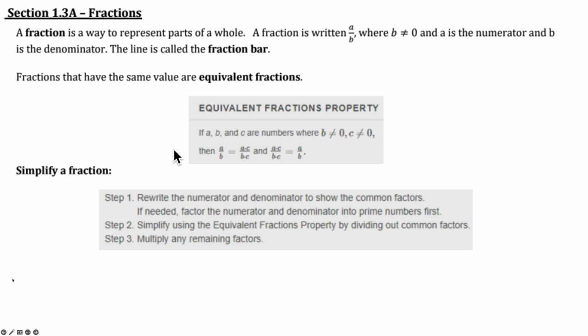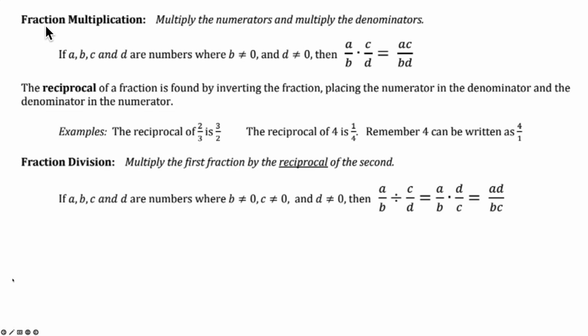All right, next, fraction multiplication. Well, straightforward. You multiply the numerators, you multiply the denominators. If a, b, c, and d are numbers where b and d, because they're in the bottom, are not equal to 0, you simply multiply straight across. A times c is the numerator, b times d is the denominator.